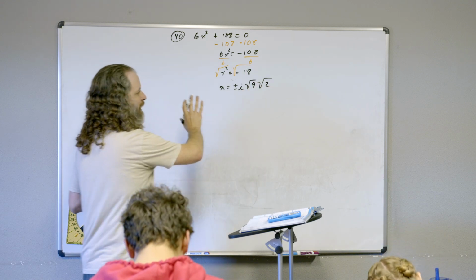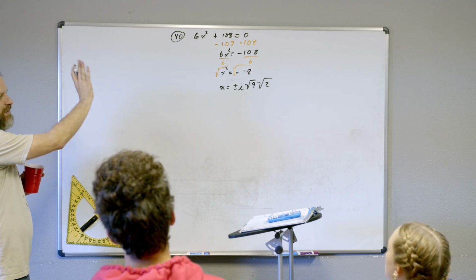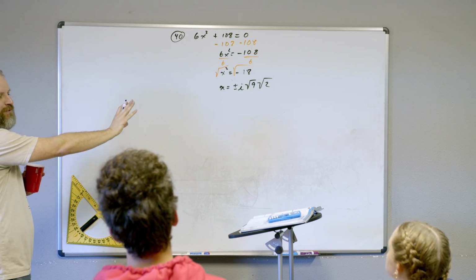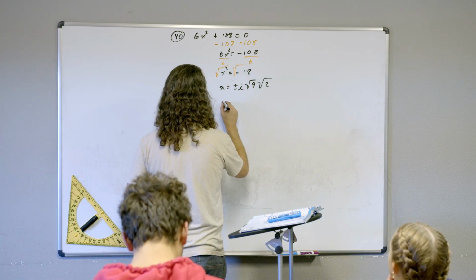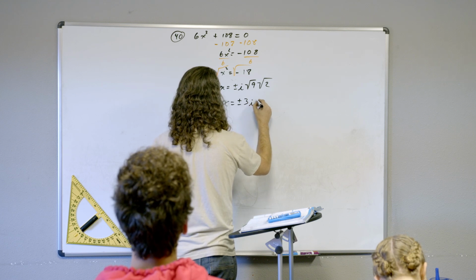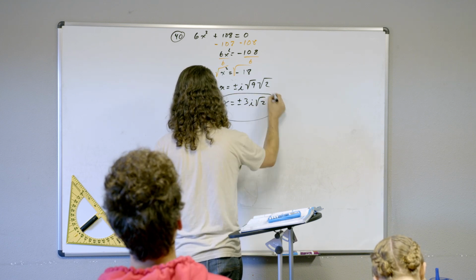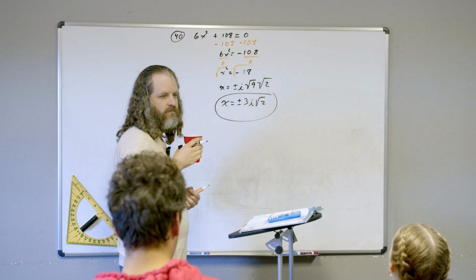This is what I'm talking about when I say you need to show your work. You need to show that you knew this is how the calculator got 3 times the square root of 2. So our final answer ends up being x equals plus or minus 3i times the square root of 2. Where'd you get 3? Because the square root of 9 is 3. Oh, okay.